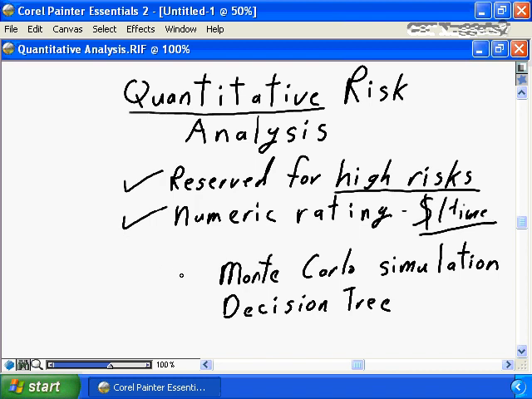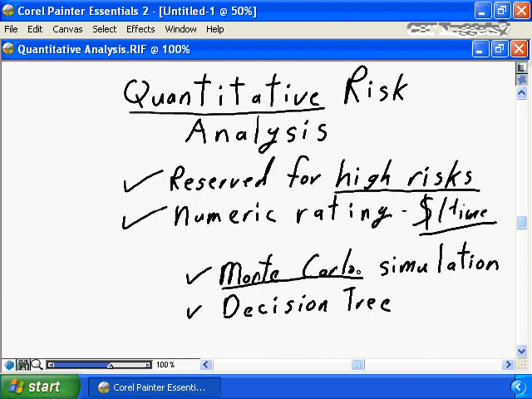Two of the most common forms for doing quantitative risk analysis is to do a Monte Carlo simulation or to do a decision tree. A Monte Carlo simulation, for those of you unfamiliar with the term, involves running mathematical models, doing mathematical simulations to determine the probability and the impact of the risk. So you would assign a probability curve that on a low level probability, the impact to the project is going to be this. On a medium level probability, the impact is going to be this. On a high level probability, the impact is going to be this.